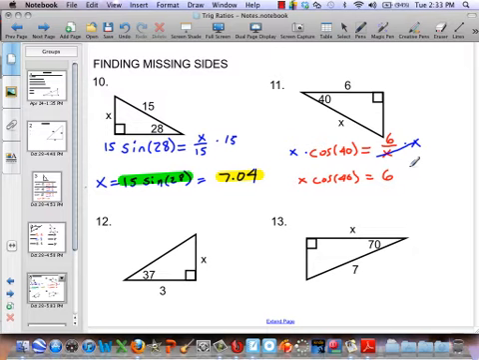Cosine of... Stop speaking. Gotta divide by that entire expression. Gotta divide by the whole expression, guys. That's all one term. That's not cosine and 40. That's all one term. Divided by the cosine of 40. So therefore, x is 6 over cosine of 40.